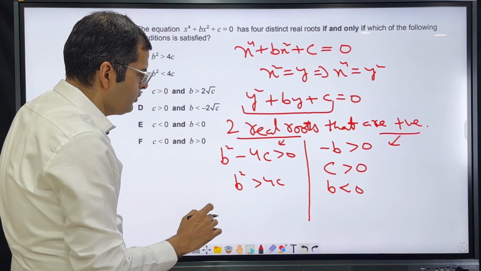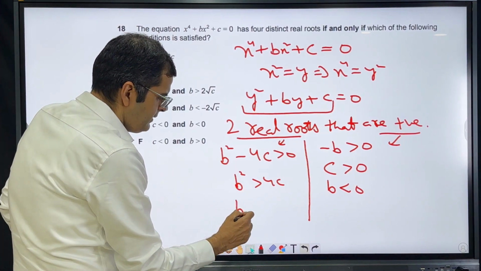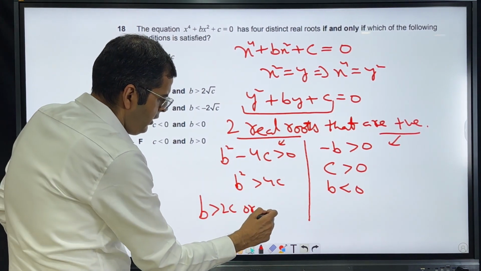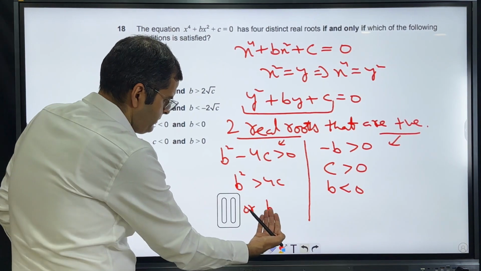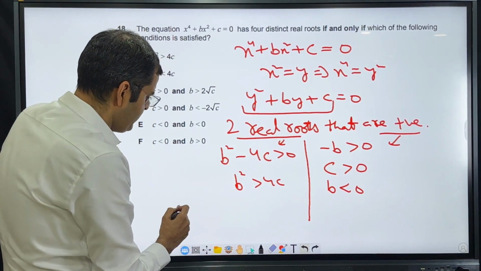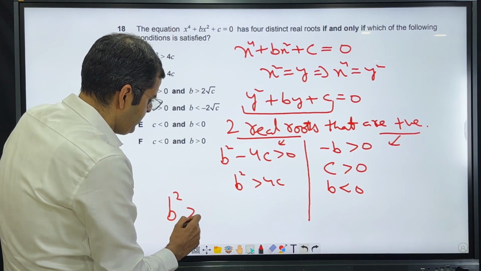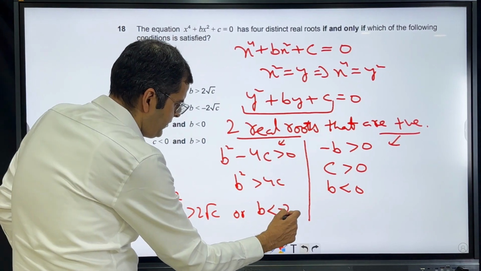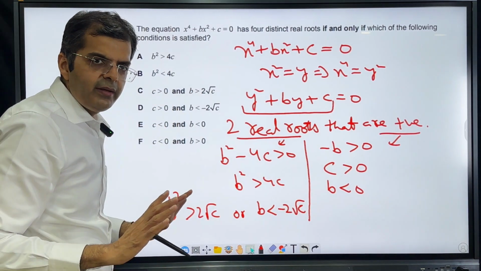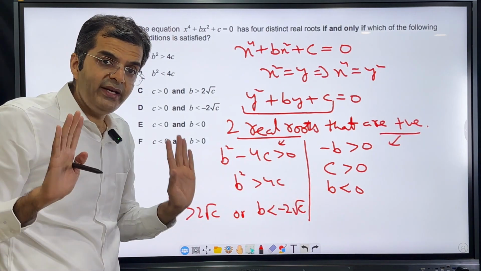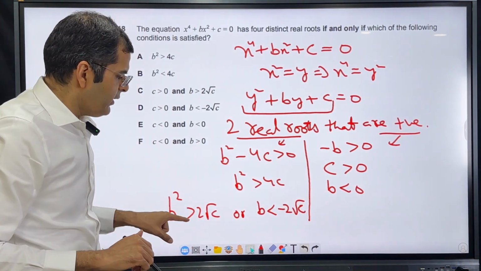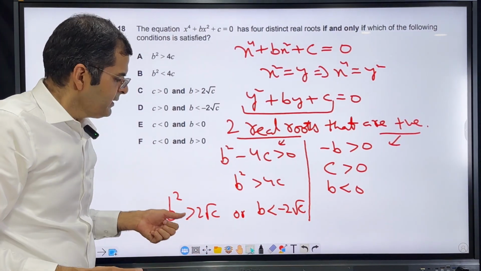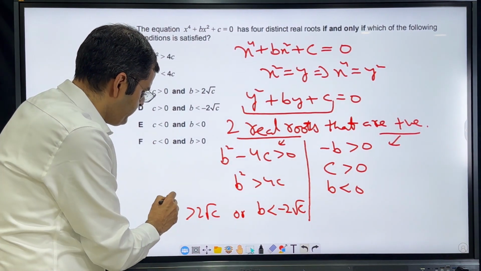Now b square is greater than 4c. If b square is greater than 4c, that means b is greater than 2 root c, or b is less than minus 2 root c. Now c is positive, but b has to be negative because b is less than 0. Now in this case, 2 root c.